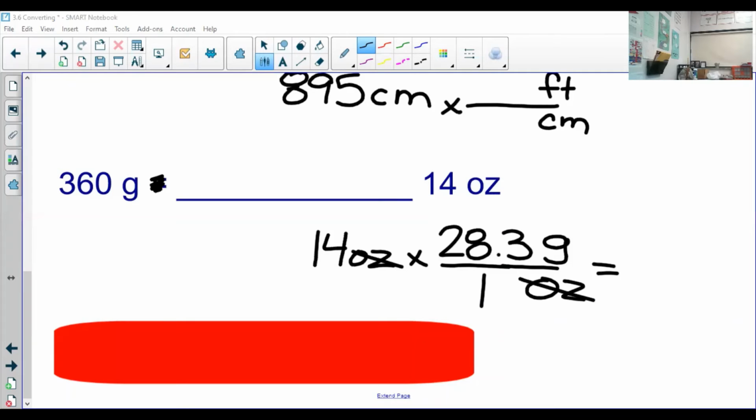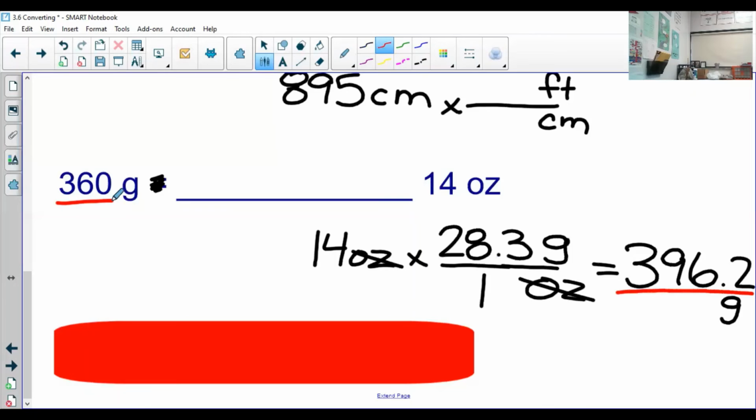So 14 times 28.3 is 396.2. So 396.2 grams. Now we can compare. What's bigger, 396 or 360? We know 396.2 is going to be bigger. Okay, let's probably do one more.